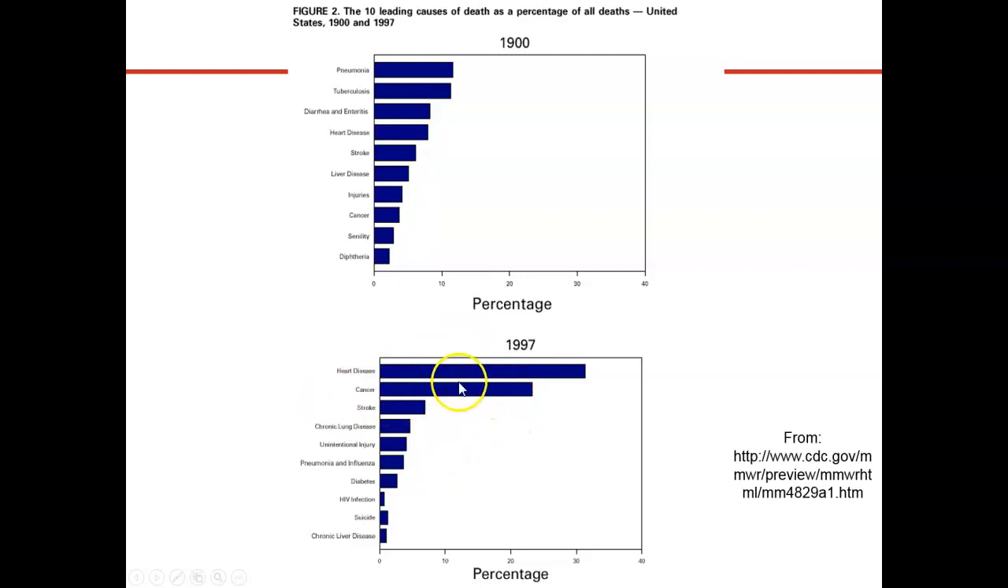By the end of the 1900s, I'm looking down here, pneumonia and influenza don't even hit the top 5. So they're very uncommon. They don't cause many diseases, or rather, they don't cause many deaths, as they did in the past. And so this is really important. What this says is that our medical system has become very advanced.